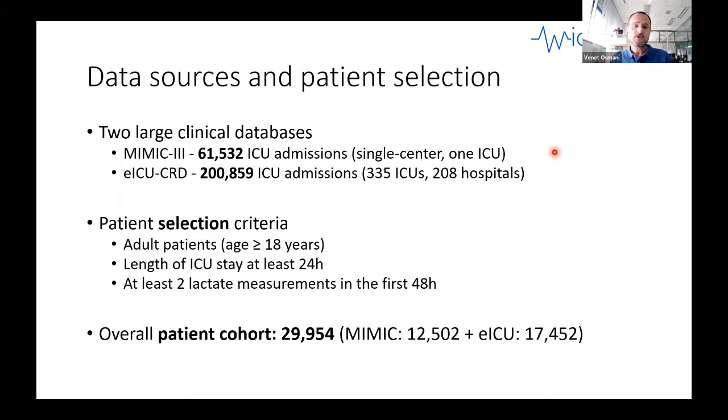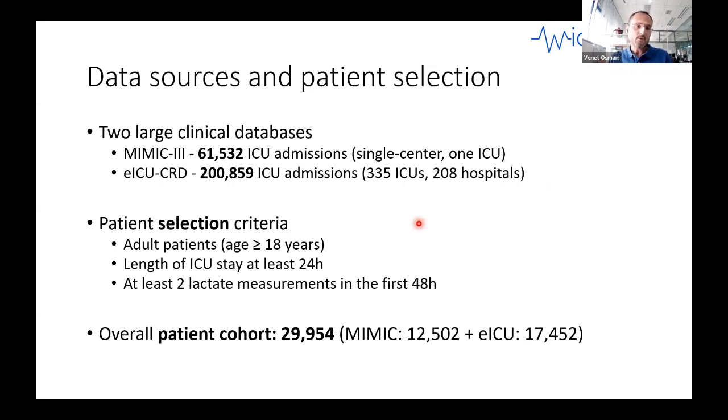Now, I should mention here that MIMIC is a single center database. What that means is that all the data is coming from a single ICU. And typically, in terms of data analysis, MIMIC data is more homogeneous, whereas for eICU, the data is coming from 335 different ICUs and 208 hospitals.